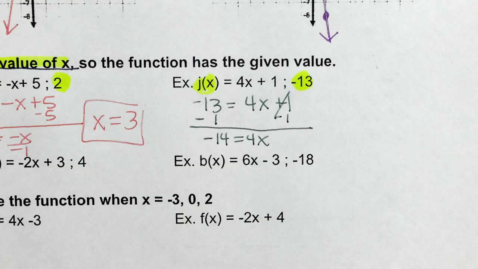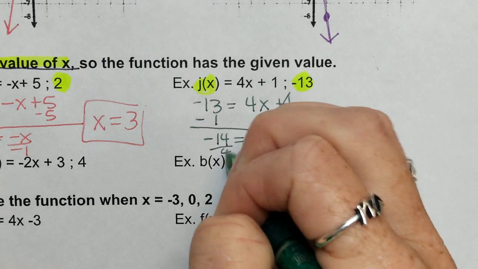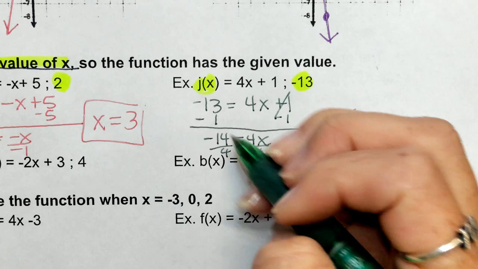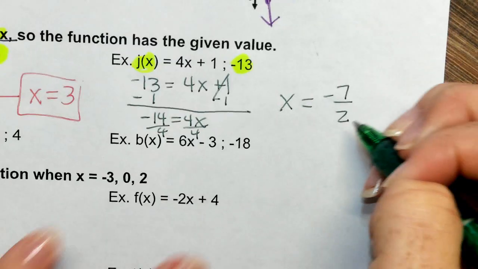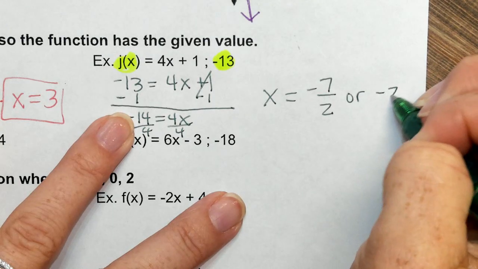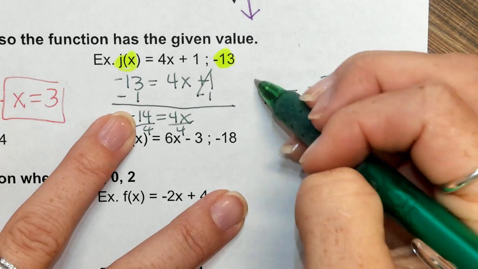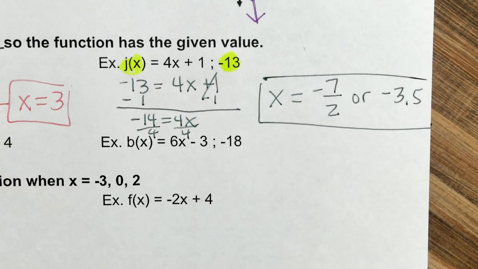Okay, how do I get rid of the 4? Divide by 4. And x is equal to, and I can just simplify that fraction, negative 7 over 2. Could I put it as a decimal? Or negative 3.5? All right, are y'all good on that part?